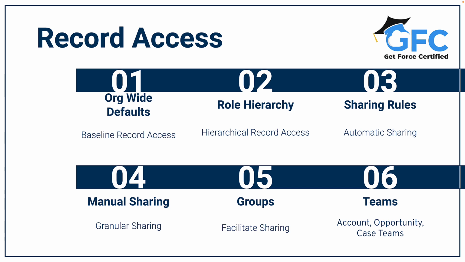Next, we have role hierarchies, which we can set up so that record access flows as we need it to. Role hierarchies ensure that managers always have access to the same data as their employees, regardless of the organization-wide default settings. Role hierarchies don't have to match your org chart, and they should be seen more as a record access hierarchy.